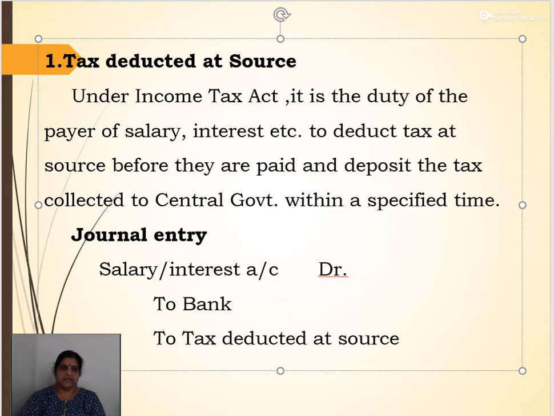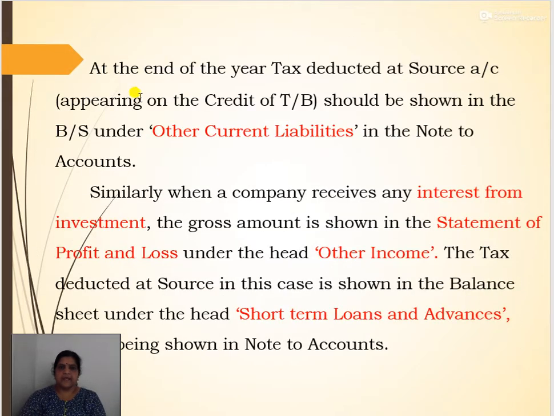Now regarding the accounting treatment, at the end of the year, tax deducted at source will appear on the credit side of trial balance, and should be shown in the balance sheet under other current liabilities in the note to accounts. That is one of the items in the balance sheet of a company. It should be shown in the balance sheet under the head current liabilities in the note to accounts.